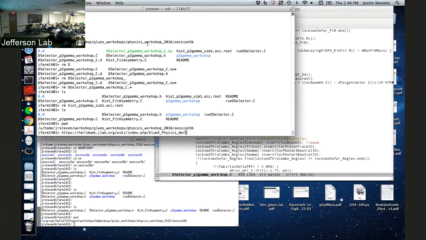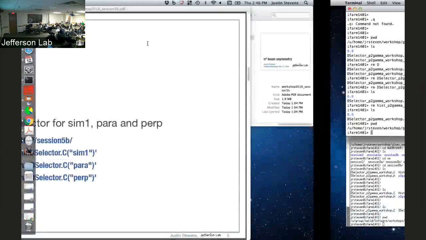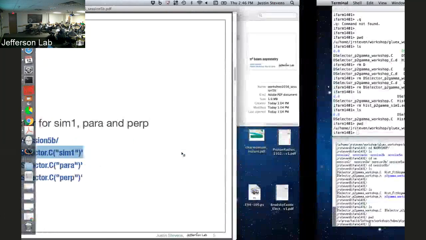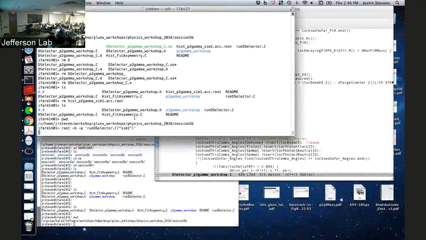So you generated signal data with para and signal data with perp? Yep, so there's signal generated with both the polarization configurations. And we'll talk about why that's important momentarily.